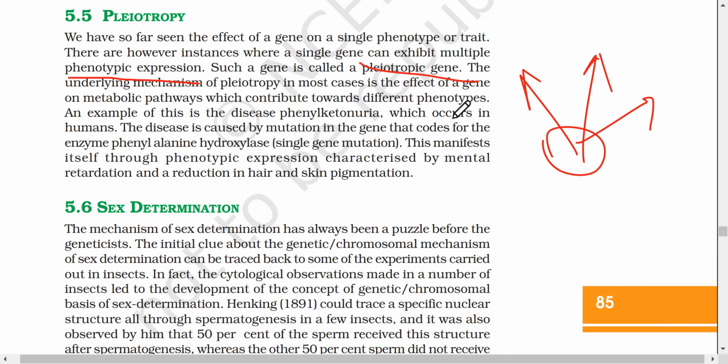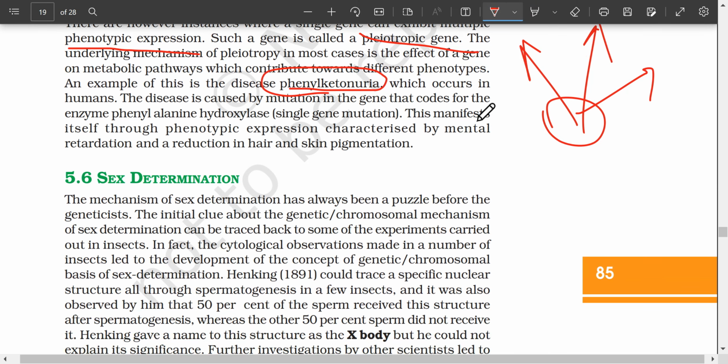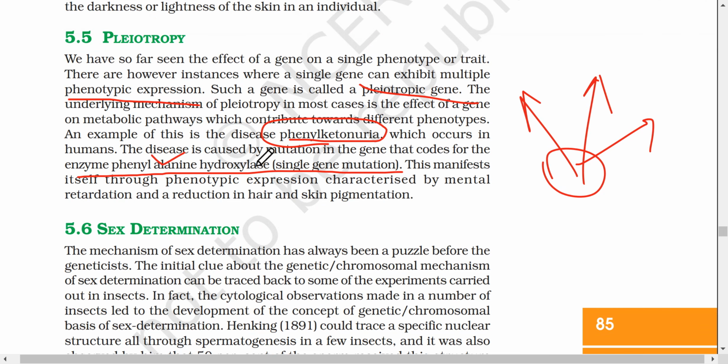Fine. The underlying mechanism of pleiotropy, in most cases, is the effect of a gene on metabolic pathways that contribute to different phenotypes. An example of this is the disease phenylketonuria, PP you can remember, which occurs in humans. The disease is caused by mutation in the gene that codes for the enzyme phenylalanine hydroxylase. तो ये वाला enzyme जो है produce नहीं होगा, तो basically phenylalanine it won't get converted into tyrosine because phenylalanine hydroxylase has not been produced. Fine. So mutation on it. This manifests itself through phenotypic expression characterized by mental retardation and reduction in hair and skin pigmentation.